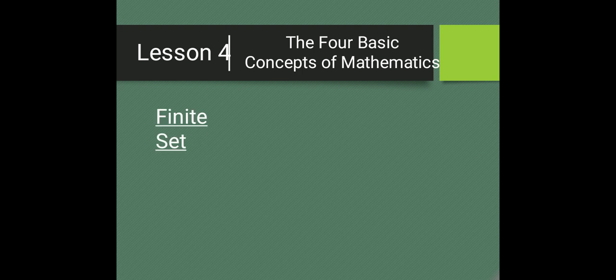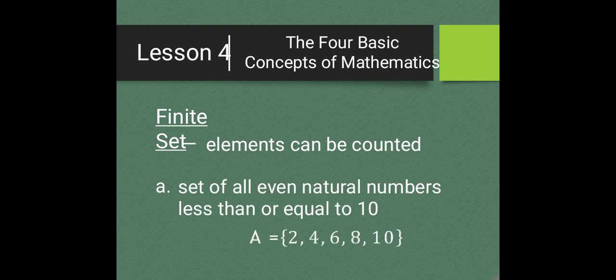We also have the finite set. A set is said to be finite if the elements can be counted and the last number is known. What is that, sir? Okay, say for example this one: the set of all even natural numbers less than or equal to 10.